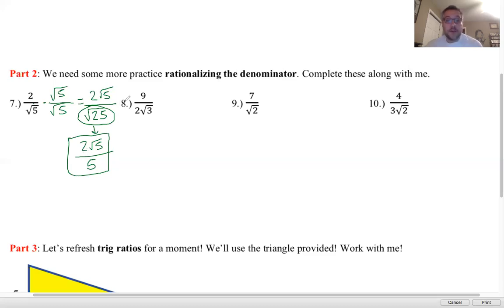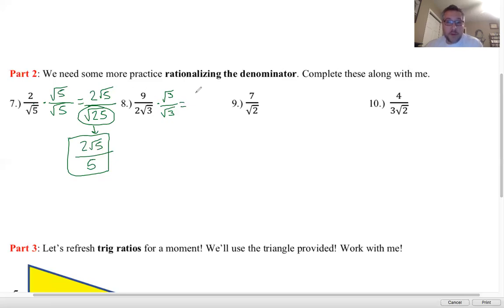Okay, that brings us to number 8. We have 9 over 2 root 3. So the whole problem here is just this root 3. This 2 isn't the problem, just the root 3 because it's in the denominator. If it was in the numerator, you're cool. But if it's in the denominator, more work to be done. So you're going to take that problem child here, root 3. You're going to multiply it to the numerator and the denominator, and then multiply straight across.